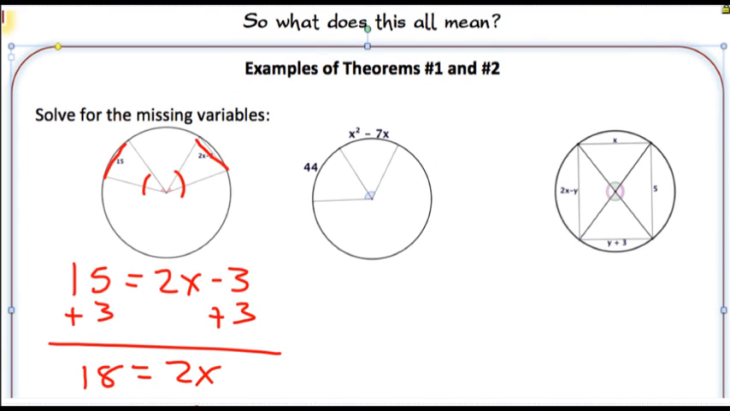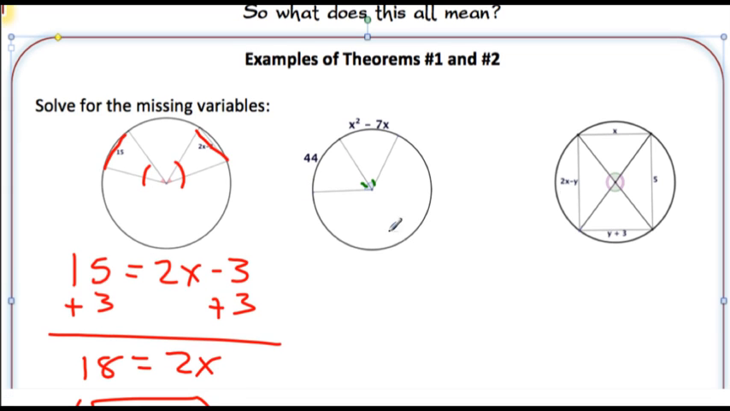Done. Okay, let's change up the color. We'll do the next example. We have congruent central angles again. Notice the little mark right there. So that means that this arc is congruent to that arc. So we have 44 is going to be the same as x squared minus 7x.